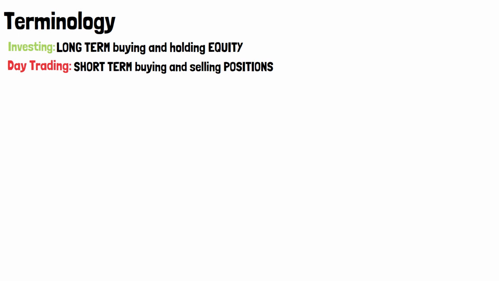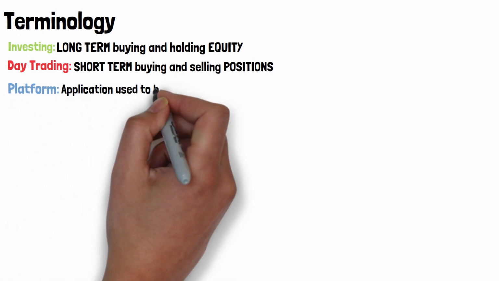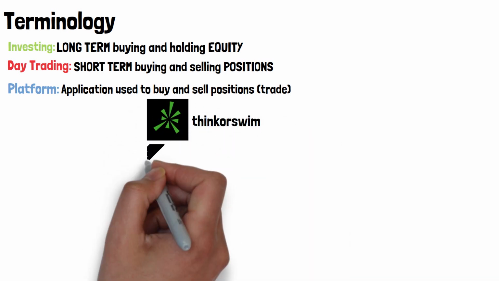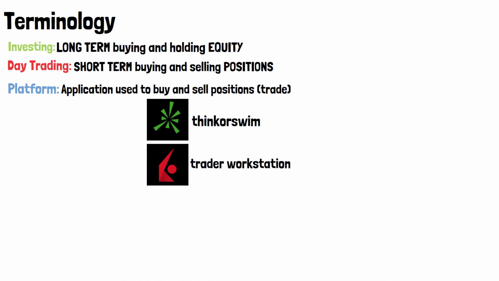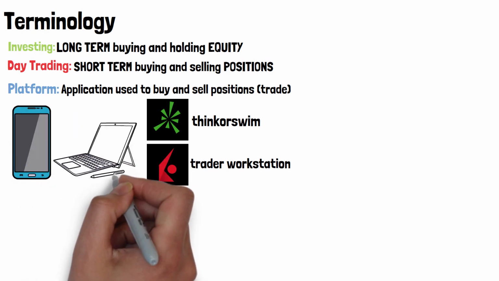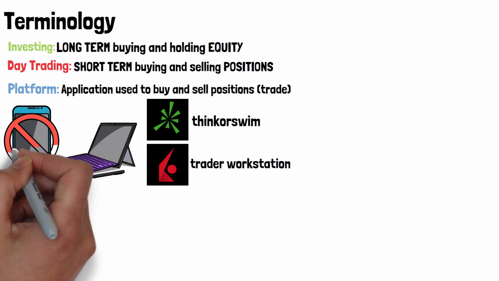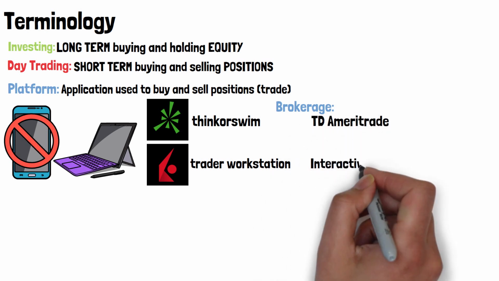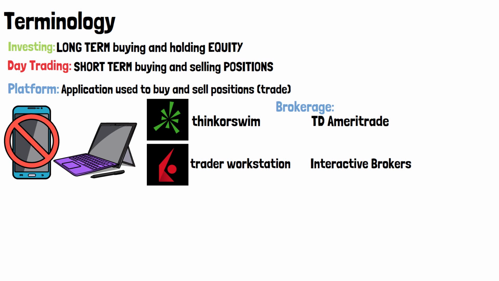Most of the time, traders use platforms. A platform is an application used to buy and sell positions. Examples include Thinkorswim and Trader Workstation. You might see these applications in people's phones and their laptops, but I would recommend staying away from trading on the phone. These platforms are connected to brokerages, so Thinkorswim is connected to TD Ameritrade. Trader Workstation is connected to Interactive Brokers. Simply put, a brokerage just routes people to fulfill trades.